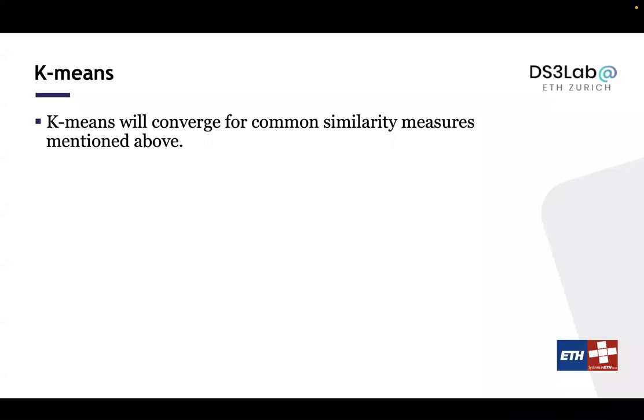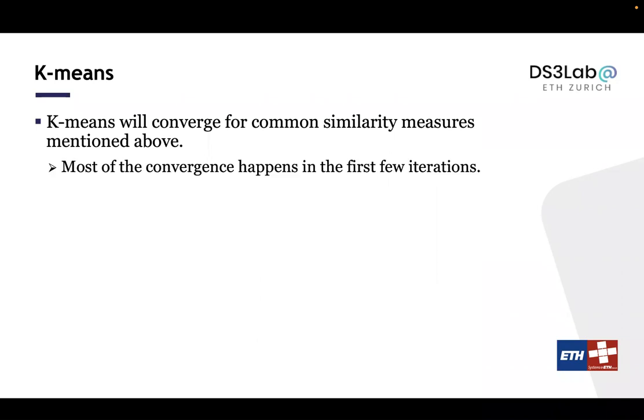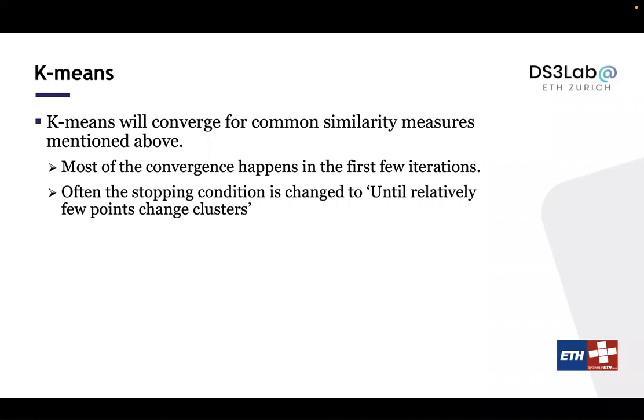But anyway, k-means will actually converge for the common similarity measures that we mentioned above. If you are doing Euclidean distance, it will converge. If you do some other slightly weird distance, it's not guaranteed that k-means will always converge. But for most of those common similarity measures, k-means will actually converge. What's interesting about k-means is that it converges relatively fast. Most of the convergence happens in the first few iterations. And often the stopping condition for the algorithm is not really to say, until the centroids stabilize, but until relatively few points change clusters, because that's probably going to finish earlier.